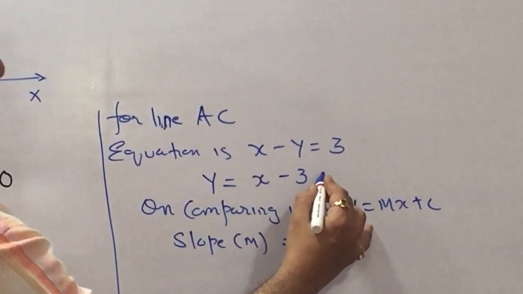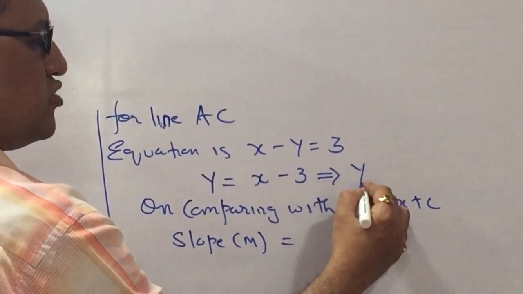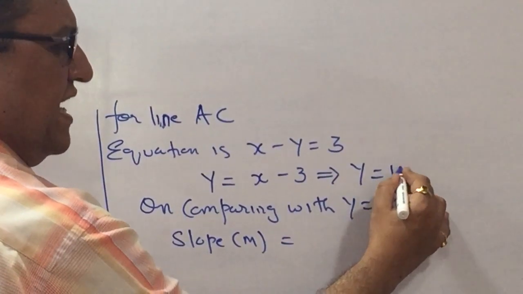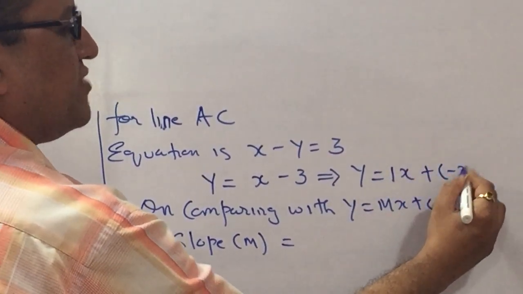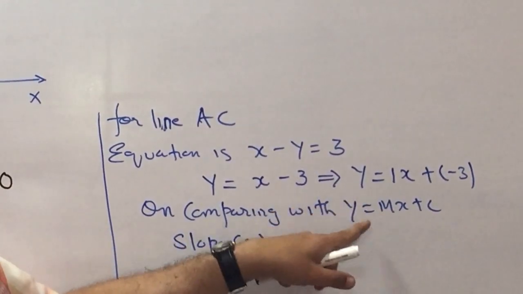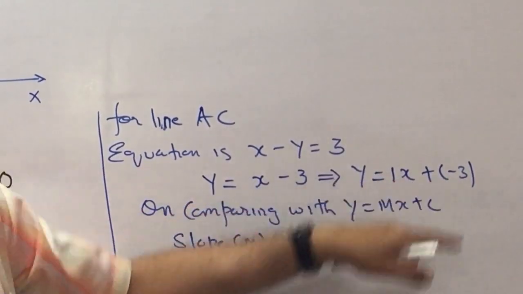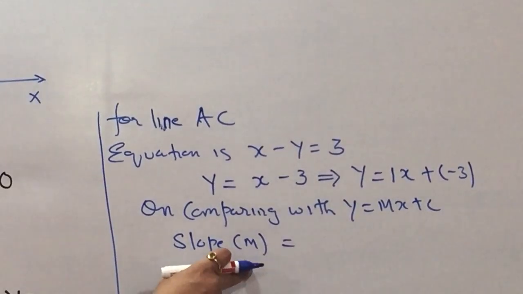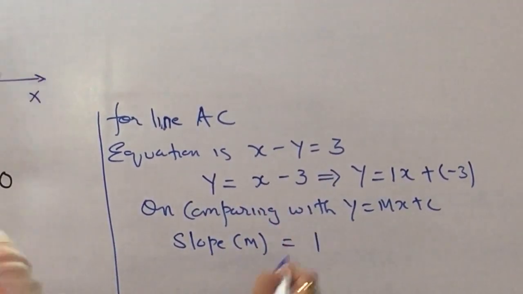If you want, you can still convert this as y equals, on the same lines, 1x plus of minus 3. Now you can say you have converted and framed it in y is equal to mx plus c. So what is our slope? Our slope, what we get, is nothing but slope is 1.